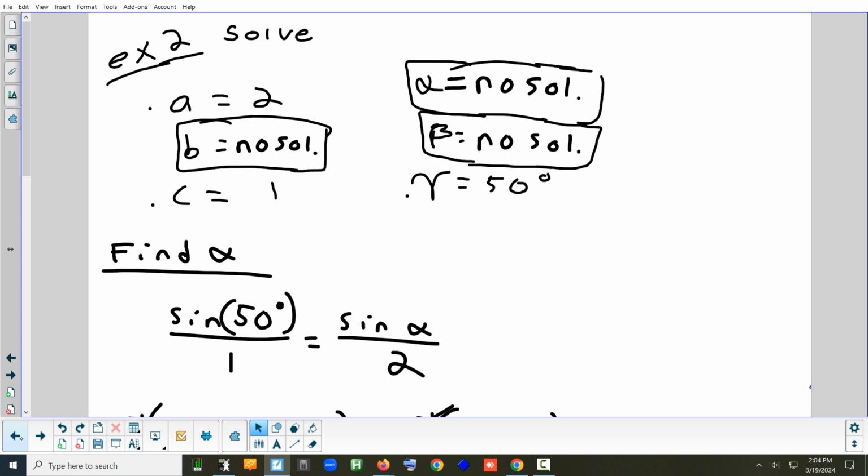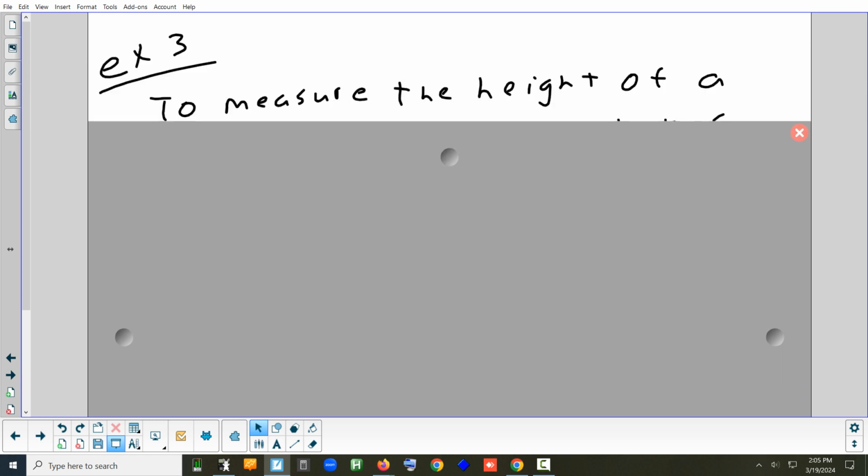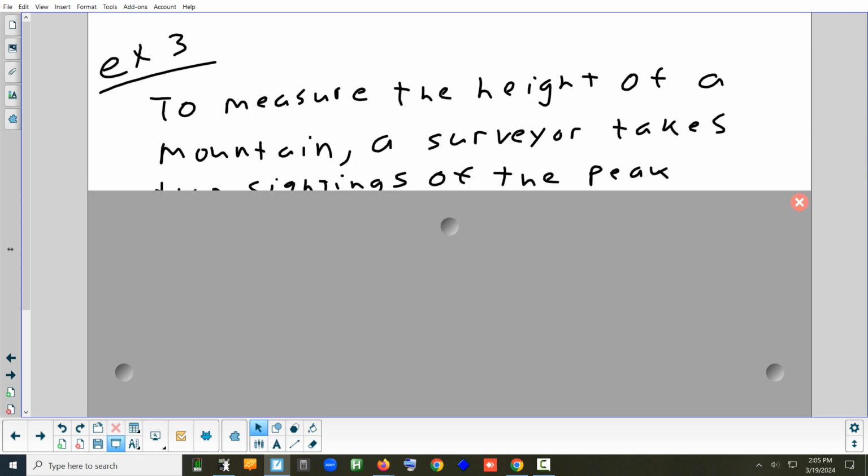So for the word problem, we can pick which one we want to do. I got the one about measuring the height of the mountain, or the one about the boat, like a Coast Guard finding the boat. The mountain? Okay, so let's do the mountain. Both of these problems are basically what you would call triangulation.